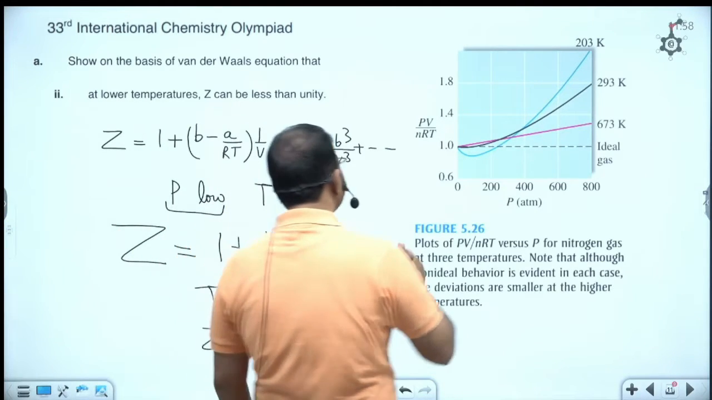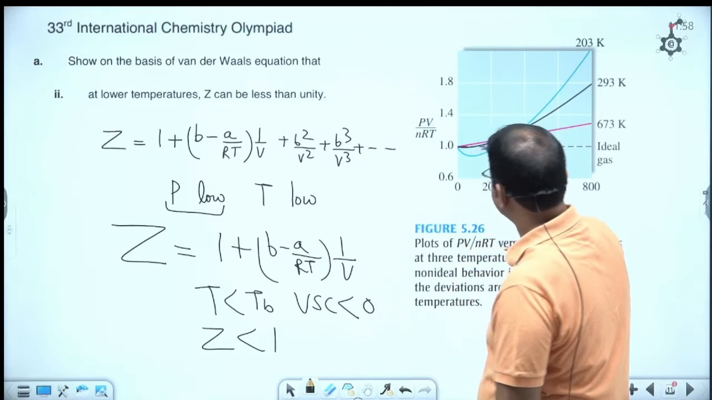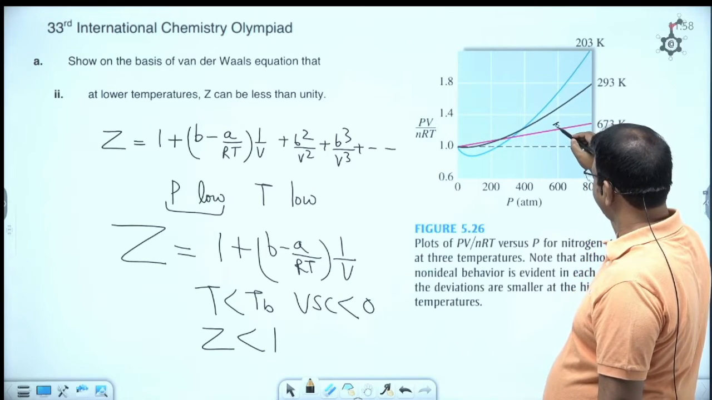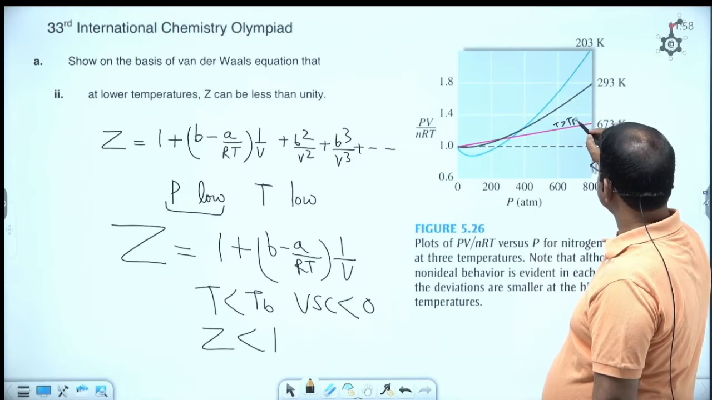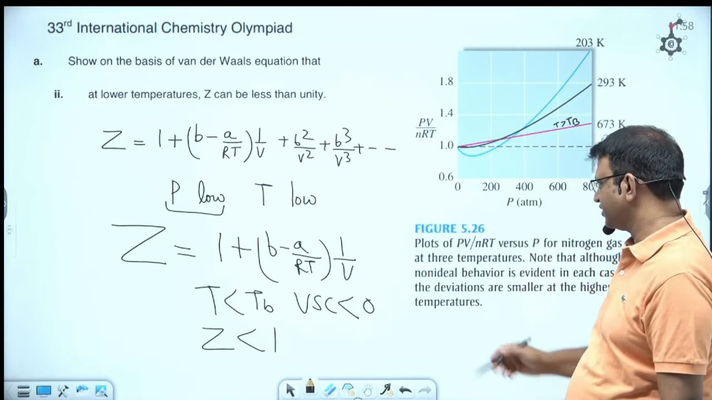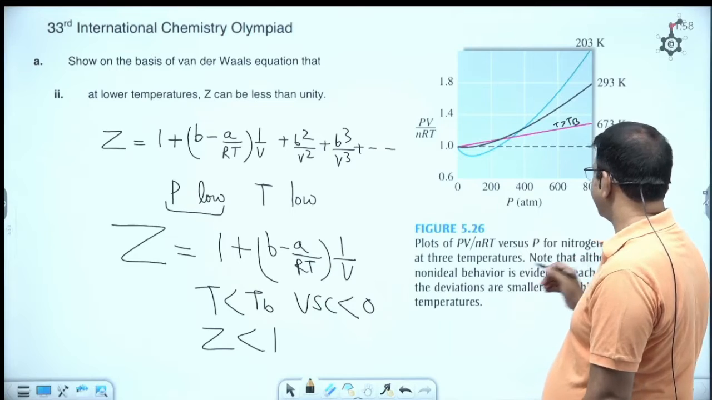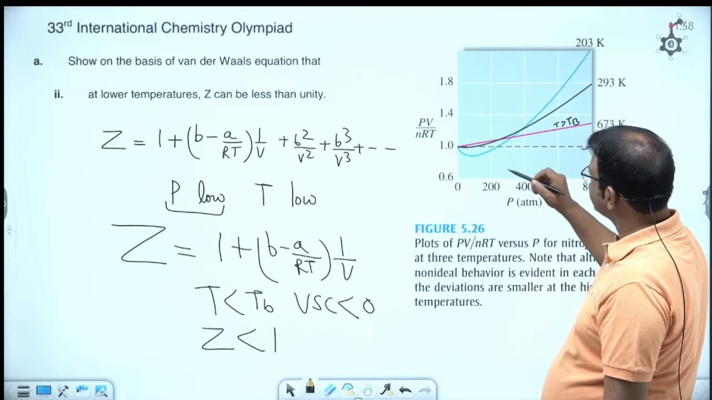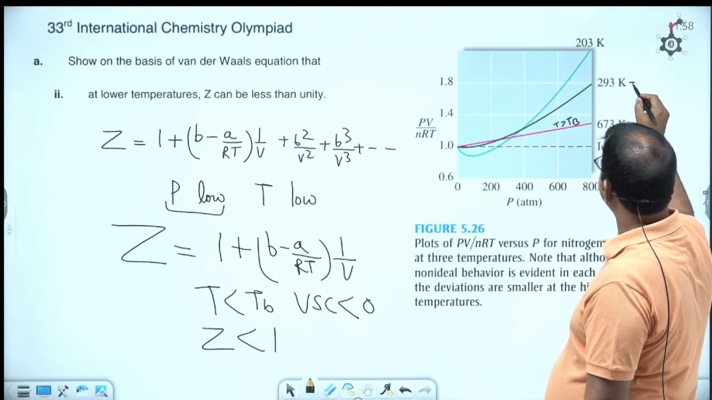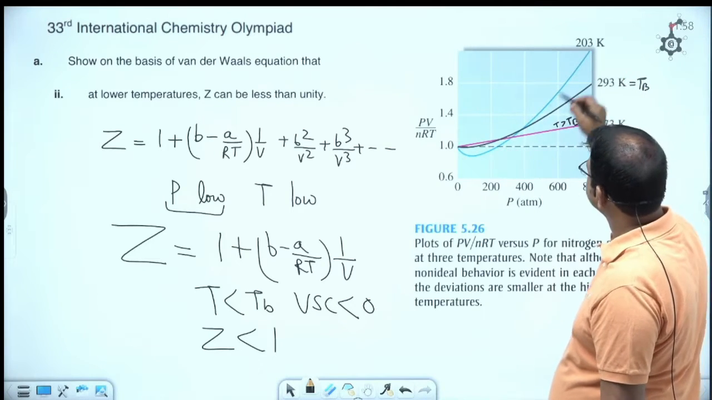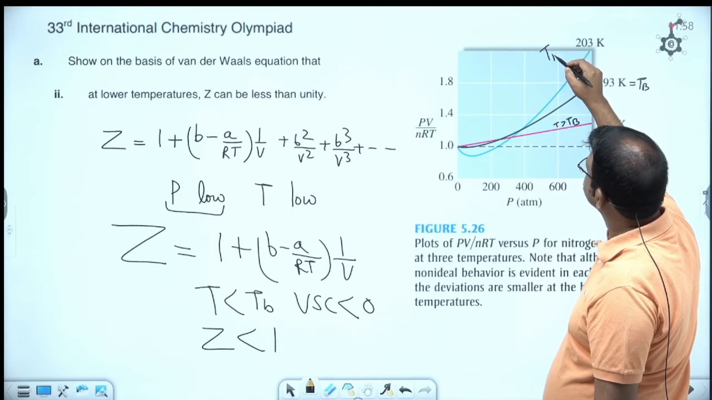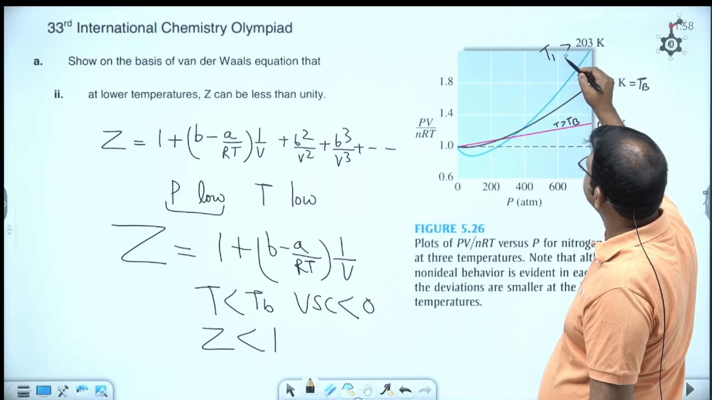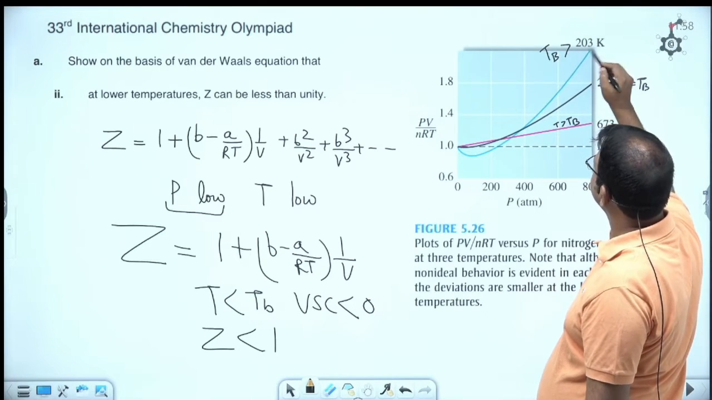अभी हमने थोड़ी देर पहले ये डिस्कस किया था Z versus P ग्राफ में. आप यहाँ देख सकते हो, जैसे यहाँ पे this is related to the temperature greater than Boyle's temperature. This is for the same gas at different temperatures. Plots of PV upon nRT versus P for nitrogen gas at 3 different temperatures, right? So this temperature is above Boyle's temperature, this graph is at Boyle's temperature, and this graph is below the Boyle's temperature. So we can say that this temperature 203 is below Boyle's temperature. This Boyle's temperature is greater than 203 Kelvin.